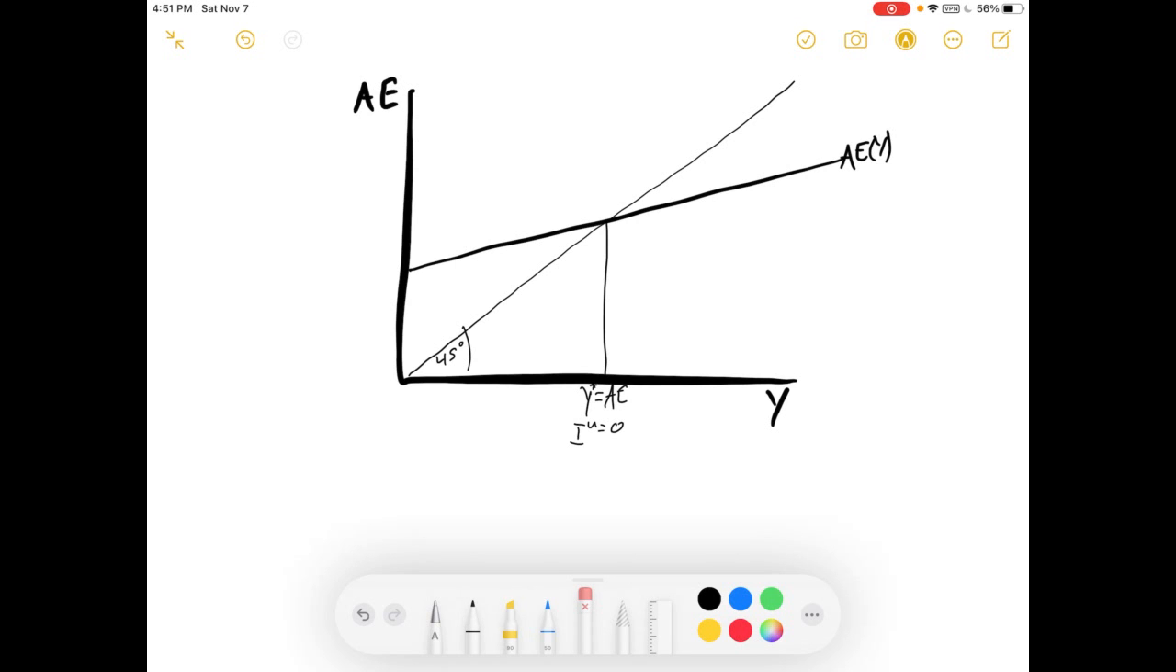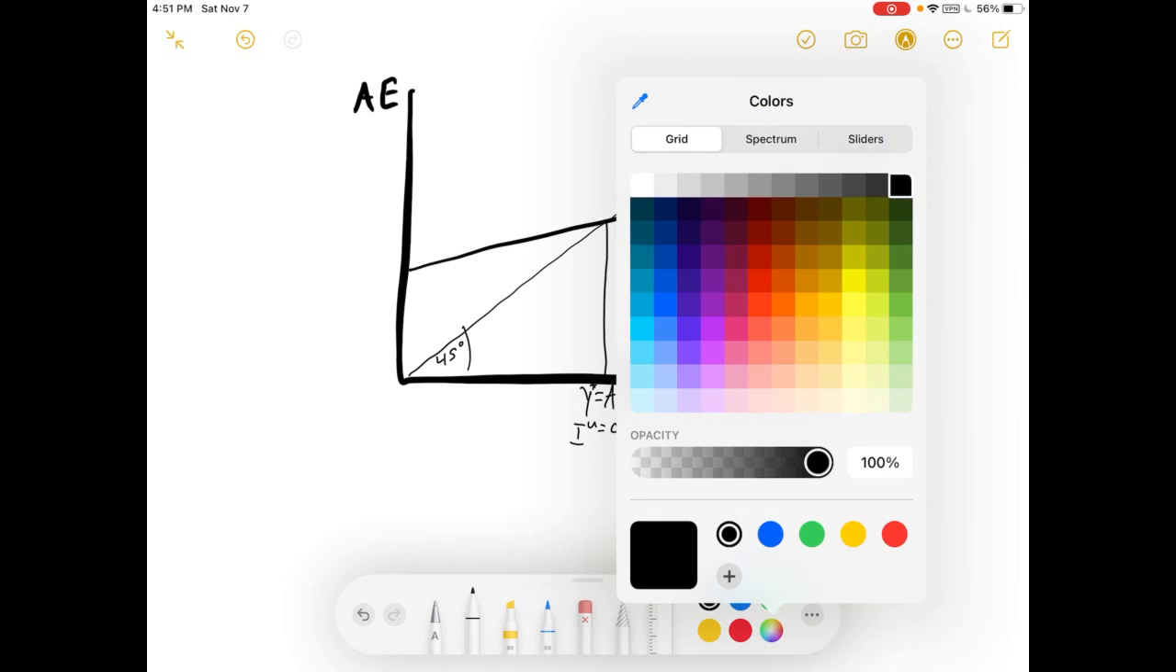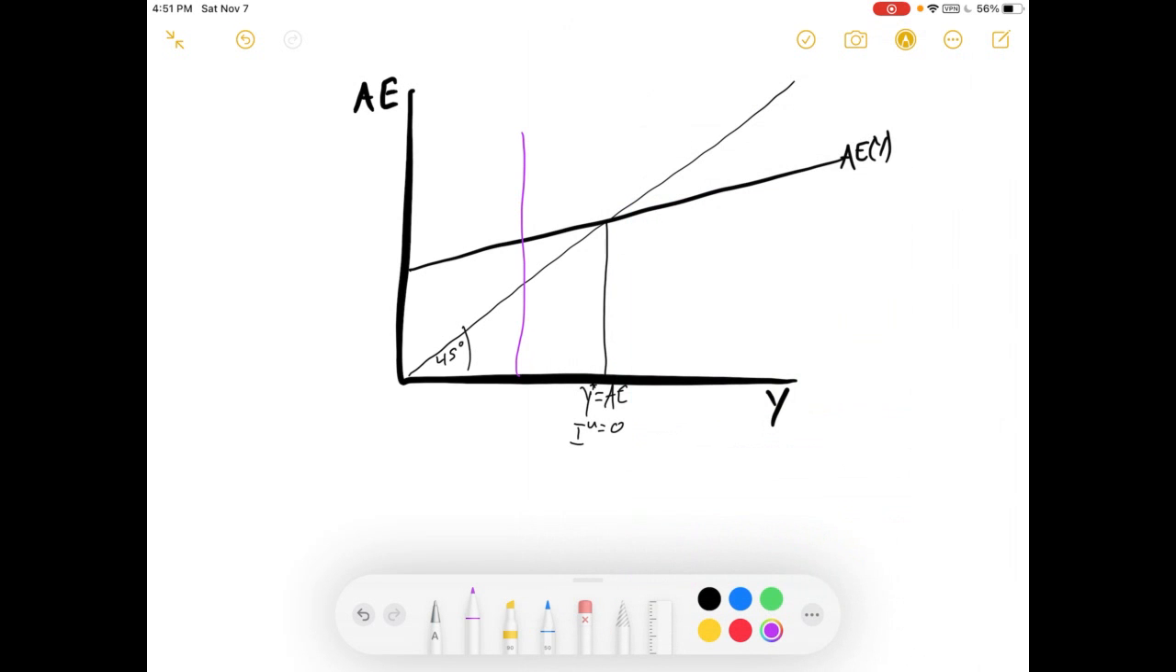Now let's talk about a lower Y. Let's talk about some Y prime that is less than the equilibrium Y prime. Well, at this Y prime, I can look at the aggregate expenditure line, and I see an aggregate expenditure there. And I can look at the 45-degree line and see what the GDP is at this Y.